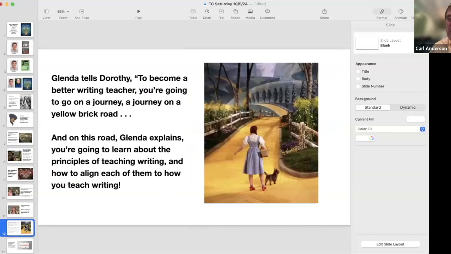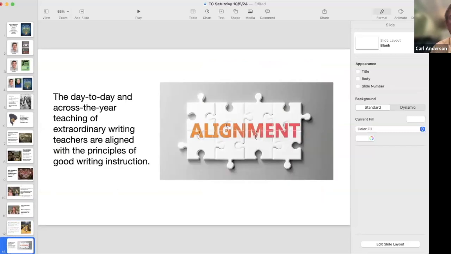Becoming a better writing teacher is a journey. It could be on the yellow brick road. And what we learn about in this journey are the principles of teaching writing and making sure that we align each of them to how we teach writing. And so that's really the central idea of this short talk, that the day-to-day and across the year teaching of extraordinary writing teachers are aligned with the principles of good writing instruction.